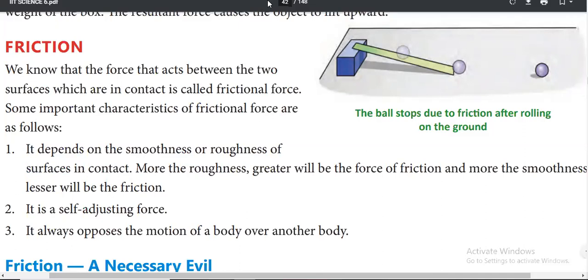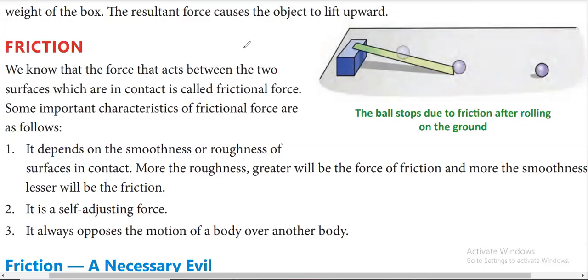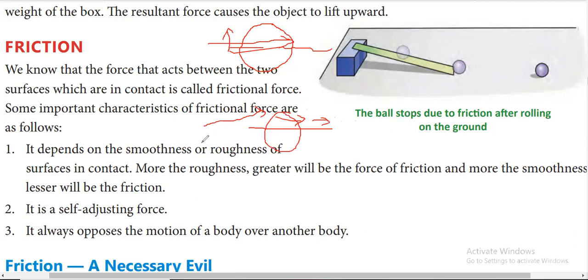For example, when we are walking on a rough surface, it is easy for us to walk on it. So it means that the roughness of the surface increases the friction force. And if we walk on a glass surface or a smooth surface, we walk on that surface with difficulty. Why? Because of smoothness. Whether the surface is smooth or rough is responsible for the friction. How much friction there is depends on the roughness or smoothness of the surface.